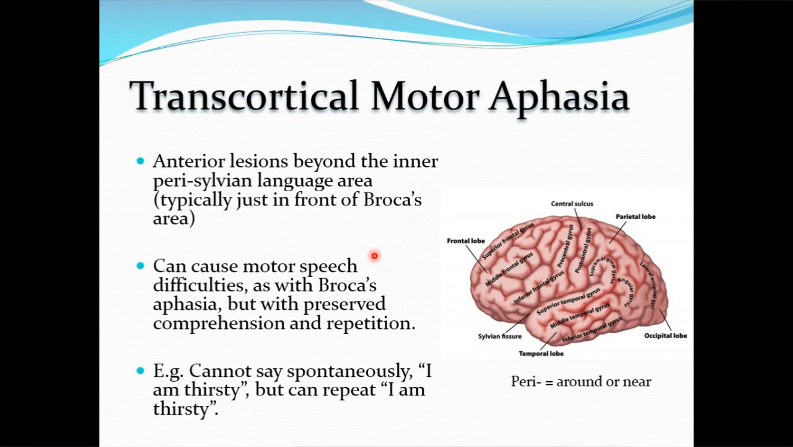And that can cause motor speech difficulties, as with Broca's aphasia, but with preserved comprehension and repetition. Okay. And the person can't say spontaneously, I'm thirsty, but they can repeat, I'm thirsty. So if you go to somebody and say, are you thirsty? And they say, are you thirsty? Then you know they're actually just repeating what you're saying. Maybe they didn't actually understand what you're saying.